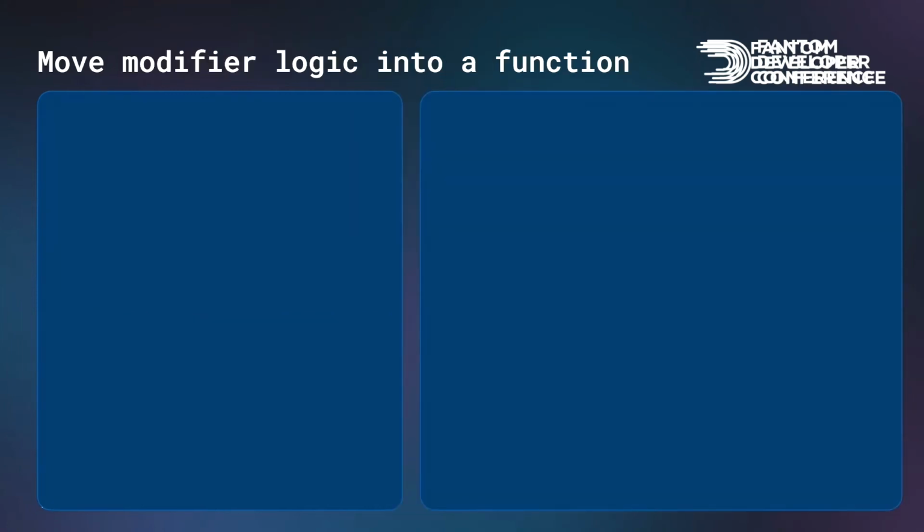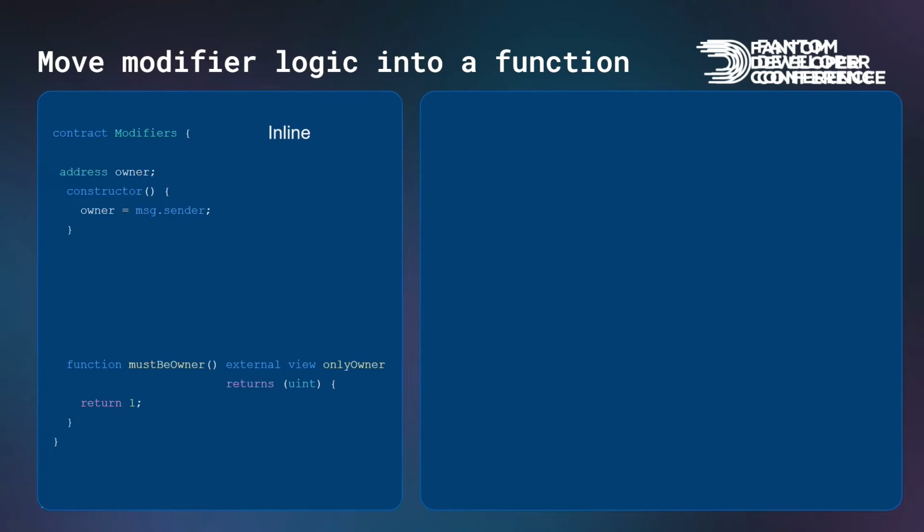One of the suggestions I often see online is, if you're creating a modifier, to move the contents of the modifier into a new function, because the modifier itself is basically copy and pasted into any function that is using it. So let's see how that looks. So we're going to create a contract that has an owner state variable, which is set to the constructor creator, message.sender. We're going to create a modifier called onlyOwner, and that's going to check that whoever is calling it is in fact the owner. So we have an aptly named function mustBeOwner, which is using the onlyOwner modifier.